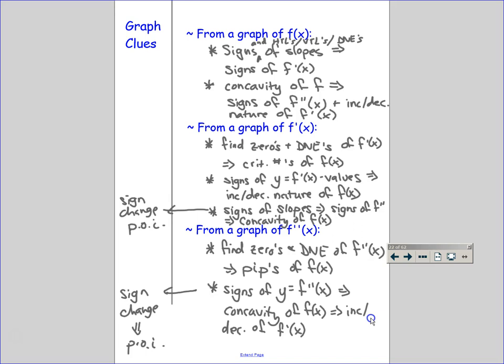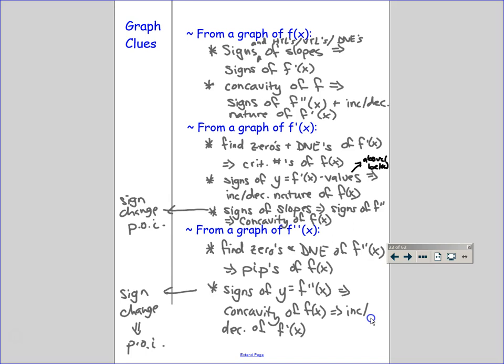If we're looking at a graph of f prime, we can look at the zeros and the DNEs, including vertical asymptotes, poles, etc. We can look at the zeros and the DNEs of f prime as the critical numbers of f. We can look at the signs of the y values above or below. Remember, the values above and below the axis indicate when f is increasing or decreasing. Those are the signs of the slope, or the behavior of f prime as pointing to f double prime, which points to the concavity of f.